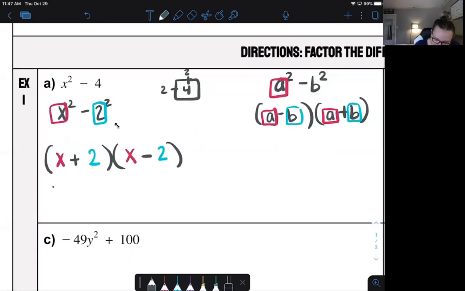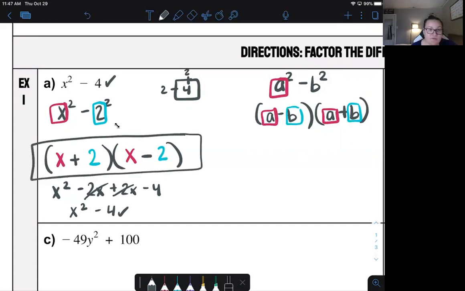Well, x times x would be x squared. X times negative 2 is negative 2x. 2 times x is 2x. And 2 times negative 2 is negative 4. So x squared, negative 2x plus 2x cancels, and we're left with x squared minus 4, which does match what we started with. So we know that this is our factored form of x squared minus 4.